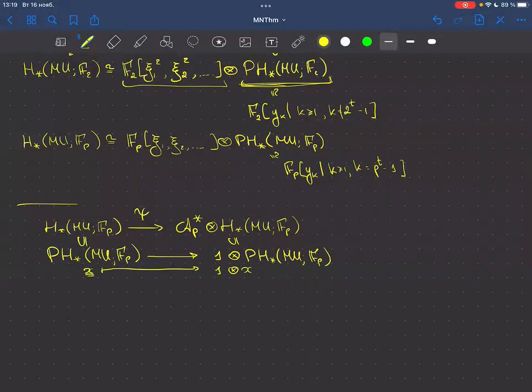And such elements are closed under multiplication, because if we have xy, it sends to 1 times x times 1 times y, which is again 1 times xy.